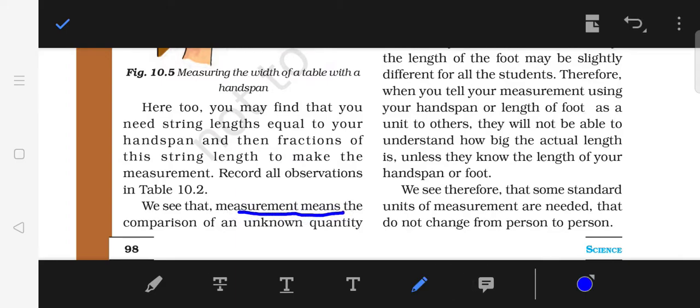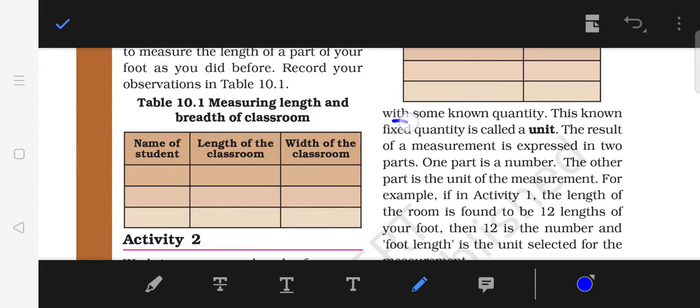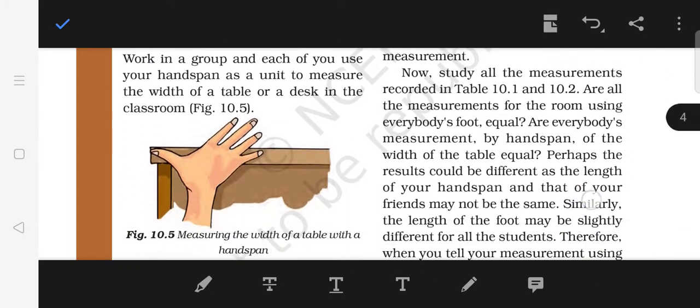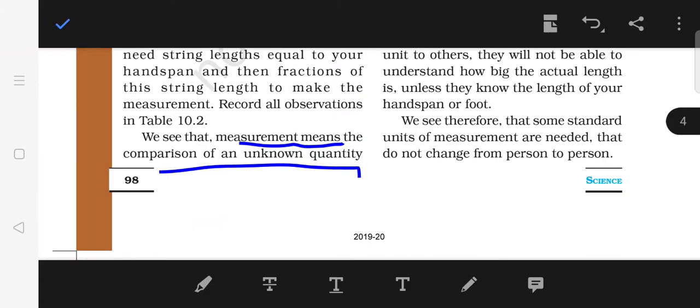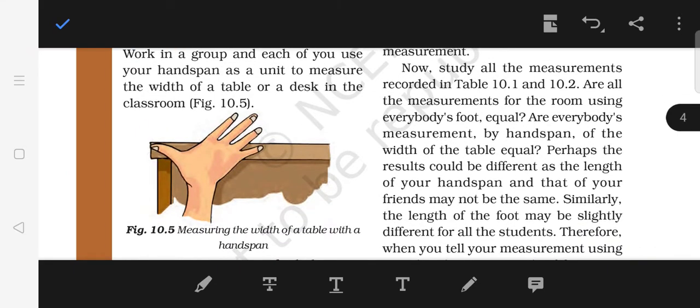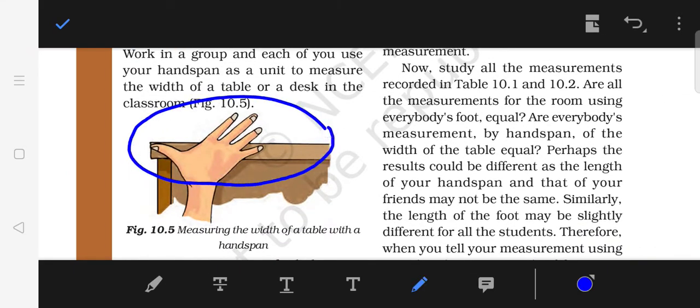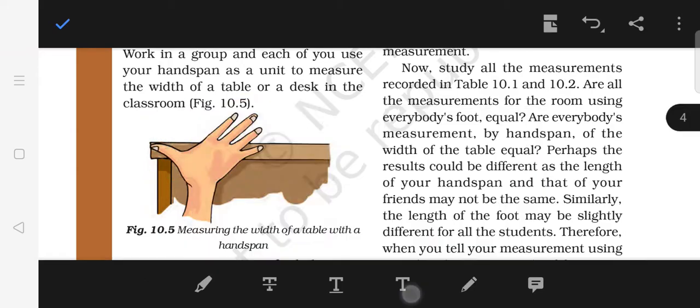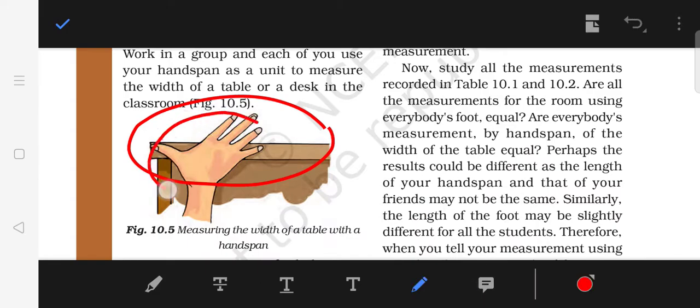Measurement means the comparison of an unknown quantity with some known quantity, and this known fixed quantity is called a unit. So children, what is measurement actually? We are doing measurement. Measurement is the comparison of an unknown quantity, meaning we don't know the length of this table. This table length will become our unknown quantity, but the length of your hand will become your known quantity, that you know.